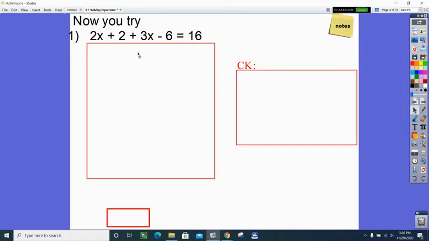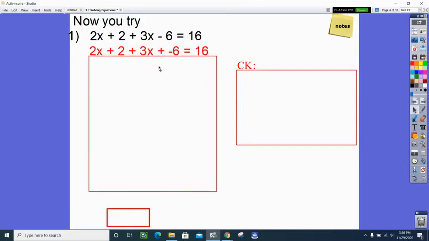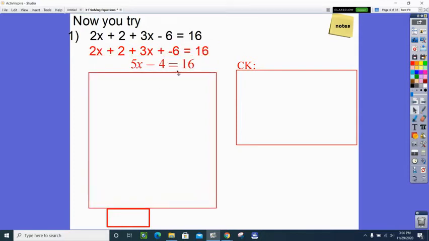All right, so we have 2x's and 3x's on the same side. You're just going to combine them to make 5x's. And then I have a 2 and a minus 6. You should have gotten 5x minus 4 equals 16. So there's the 2x and the 3x, and there's the 2 minus 6, which would give you a minus 4. And again, if you prefer to look at it as plus a negative and make this plus a negative, it's fine. To be honest, 50% of my students like it this way, and 50% like it this way. So, pick the way that works for you.